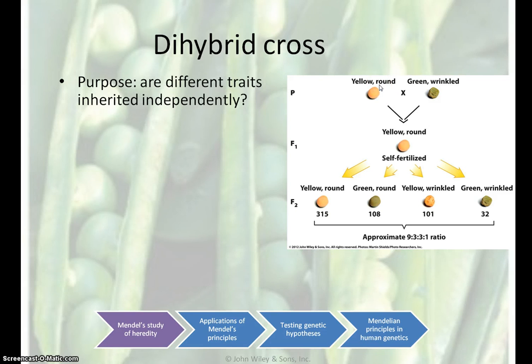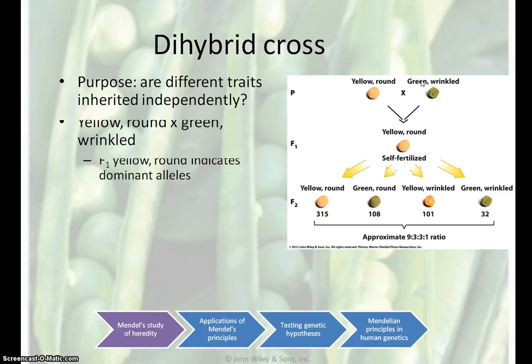So the purpose of Mendel doing this particular experiment, these dihybrid crosses, is he was wondering, are these different traits inherited independently, or do they follow each other? So if he crossed these two plants, is he always going to get yellow round and green wrinkled offspring? Or is it possible that you could get yellow wrinkled seeds, round green seeds, or in combination?